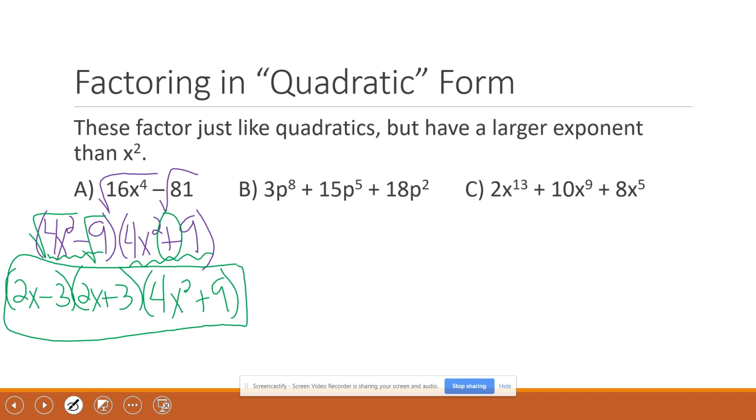And so this whole thing is my answer. Letter B. I'm going to start with, do we have a greatest common factor? And we do. Our greatest common factor is 3p squared. So I'm going to pull out or divide everything by 3p squared. That leaves us with p to the 6th plus 5p to the 3rd plus 6.